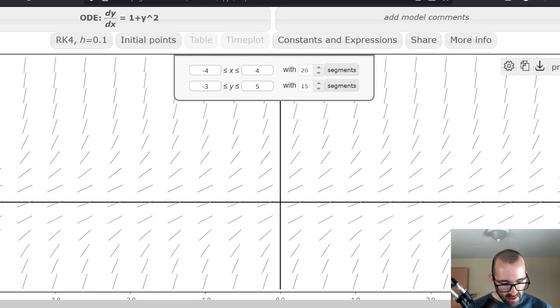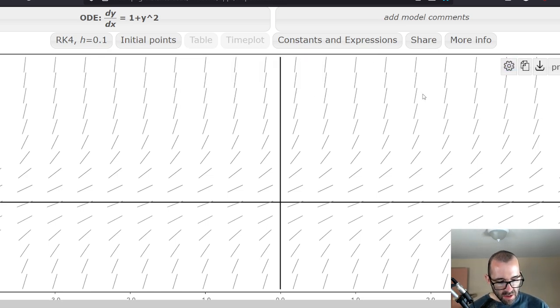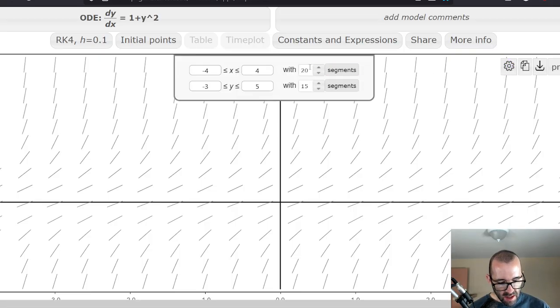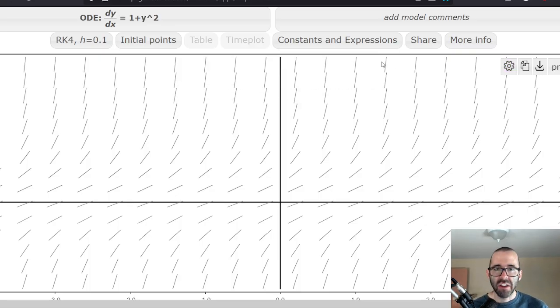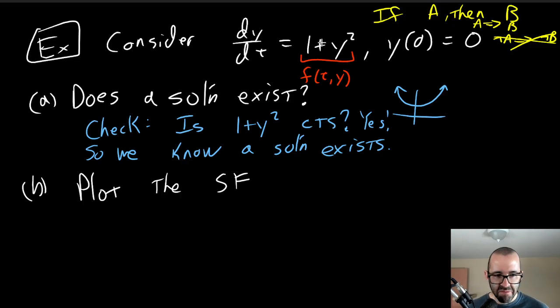All right, let's look at the slope field for a second. What you might notice is that as our input, which is t in this case, gets bigger and bigger, the slopes are getting bigger and bigger. But it doesn't look like anything crazy is going on. So it looks fine. But let's actually find the solution.